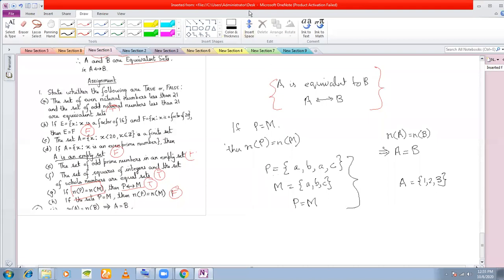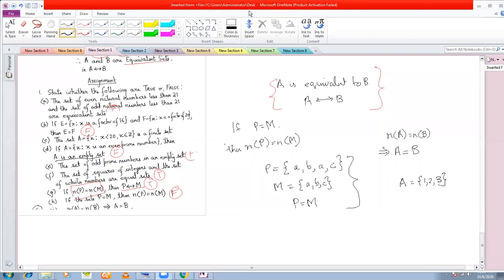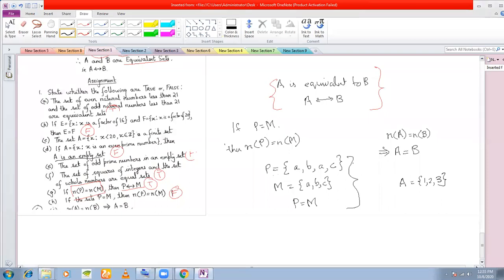Wait, let me ask someone. Anushka, you tell me. Is it true or false? If cardinalities of two sets are equal, can they be equal sets? No, sir. Why? Sir, the elements can be same, but the number of elements can be different. No, you just said the opposite. Your answer was correct, but the elements can be different, but the number of elements can be same.